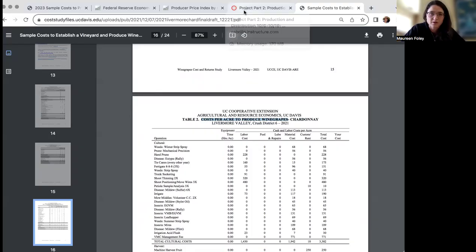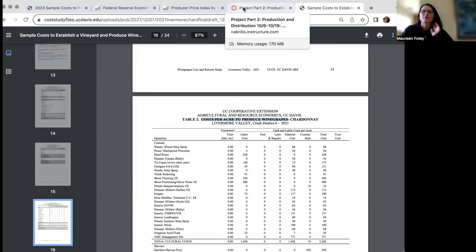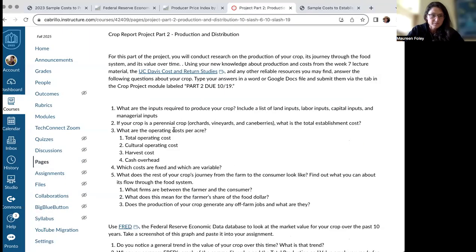Okay, so that's the cost studies. I know that these can be kind of confusing and really intimidating. If you are having a hard time looking at this at all, please let me know and I can help you work through it. You can find a time to meet on Zoom or in my office hours, and I'll help you start to decipher it. So that will get you through questions 1 through 4. And again, you'll have to use your knowledge from this week's lecture material to answer some of these questions, as well as the information from the cost and return studies.